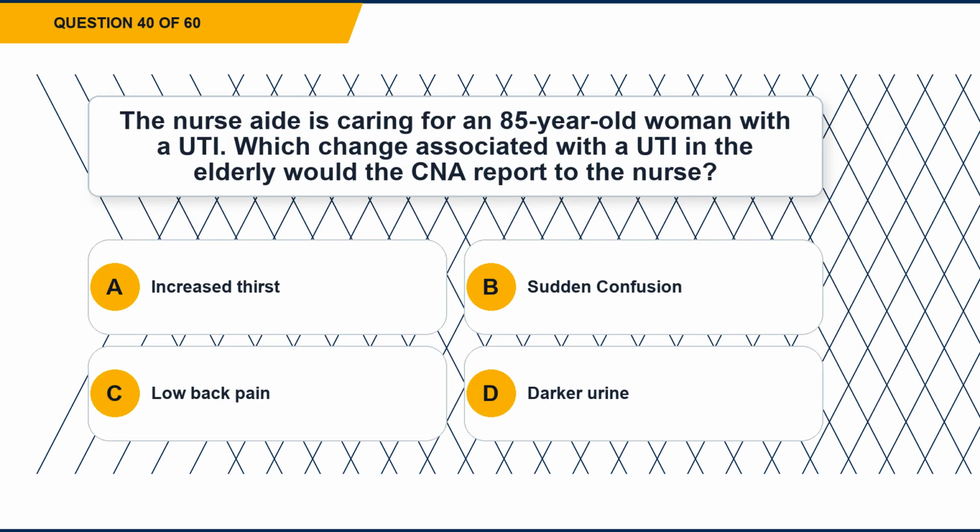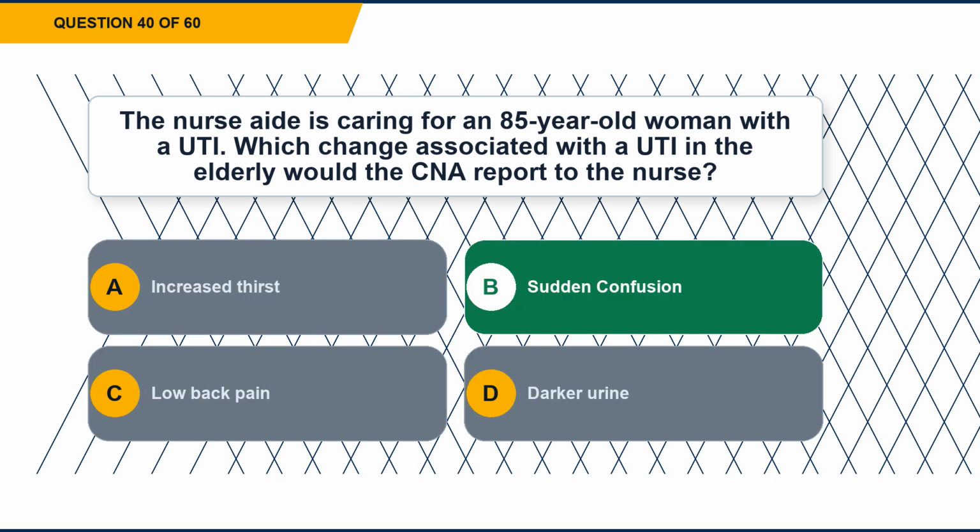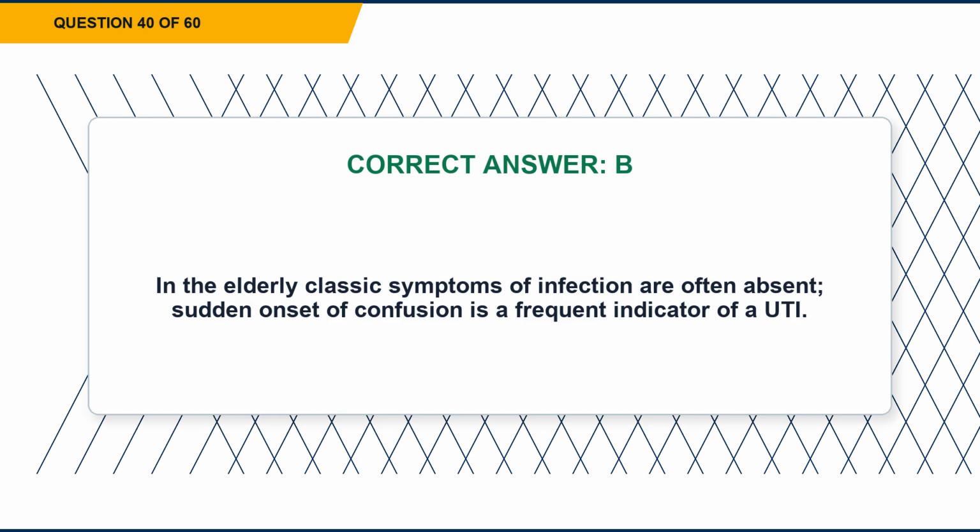Question 40. The nurse aide is caring for an 85-year-old woman with a UTI. Which change associated with a UTI in the elderly would the CNA report to the nurse? Option A, increased thirst. Option B, sudden confusion. Option C, low back pain. Option D, darker urine. The correct answer is option B, sudden confusion. Explanation: in the elderly, classic symptoms of infection are often absent. Sudden onset of confusion is a frequent indicator of a UTI.